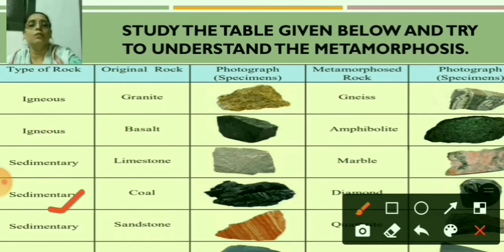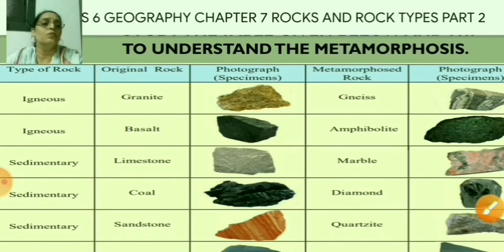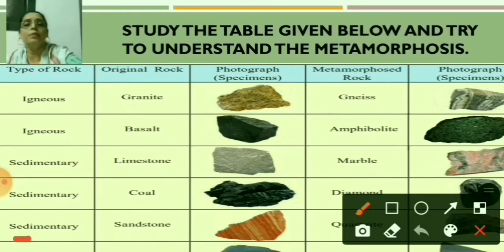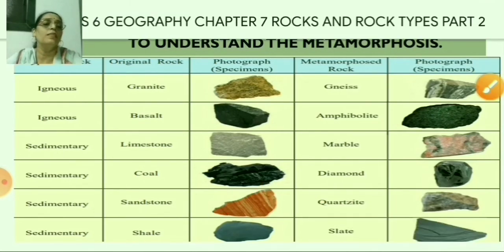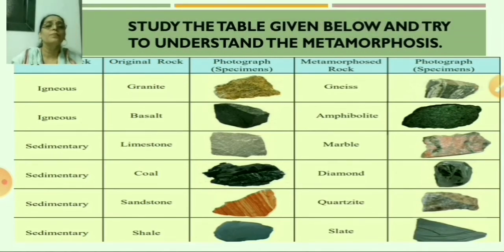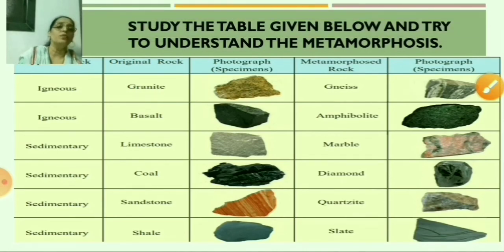Next is the sedimentary rock. The original rock is coal. You can see here the photograph of coal. Next is diamond. Okay, so you can see the photograph of diamond. Next is the sedimentary rock. Original rock is sandstone. Next is the photograph of sandstone. And next is quartzite. And you can see the photograph of quartzite. And the last is sedimentary rock, shale. This is the photograph of shale. Metamorphosed rock is slate and the photograph of slate.